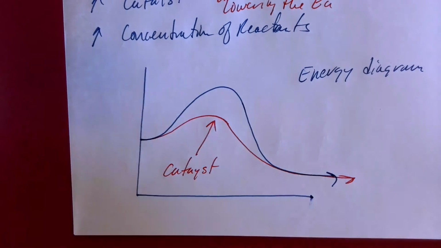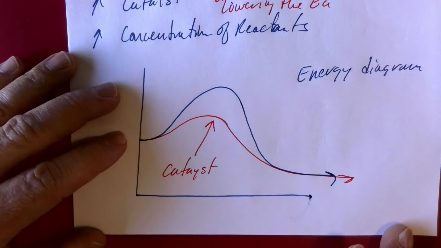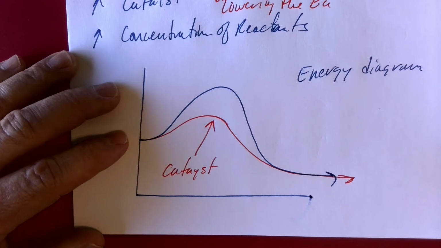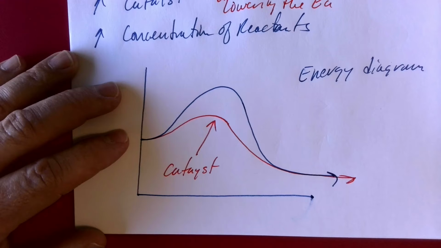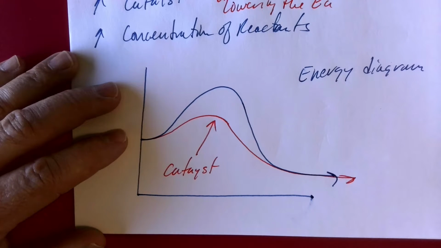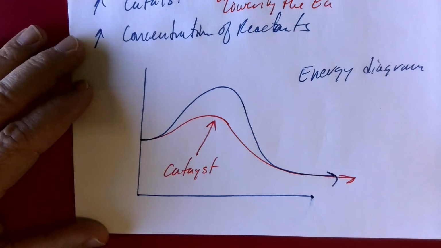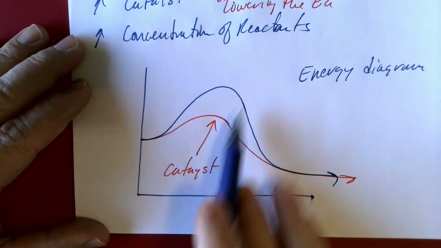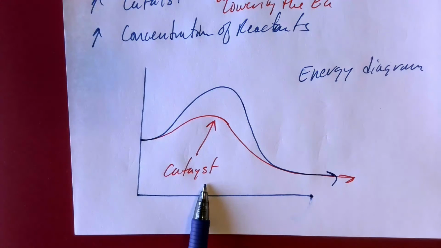Okay? And I mean that makes sense, right? If I've got to climb a mountain, that's going to take me a long time, right? If I'm only going to climb a little hill, it's going to take me way less time, right? So by adding a catalyst, I can speed up the reaction because it lowers the activation energy.